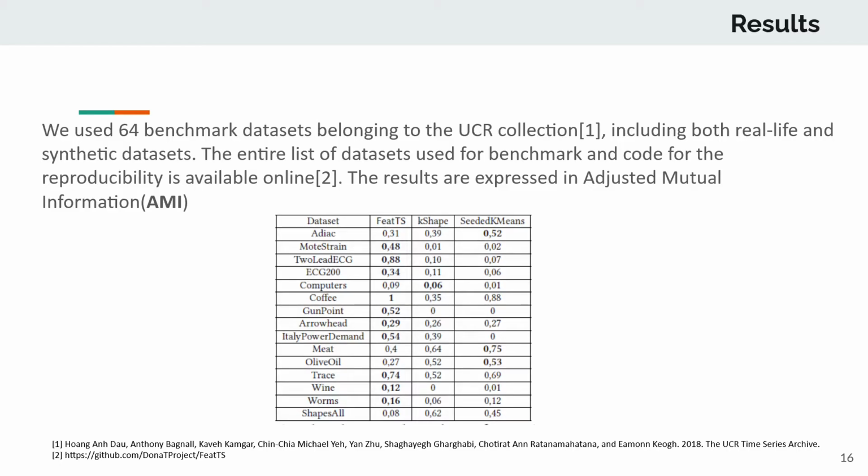In the figure we show an excerpt of the results obtained on the datasets. We can see how the results obtained by our algorithm, which are expressed through the adjusted mutual information, exceed those of seeded k-means, used as a baseline, and k-shape for the majority of the datasets at hand.